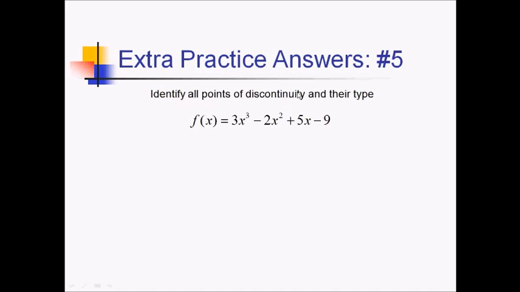Identifying points of discontinuity and their type for this problem, this one's actually pretty straightforward. This is a polynomial, which is known to be continuous everywhere, so it has no discontinuities, and we don't have to show any more than the fact that it's a polynomial.